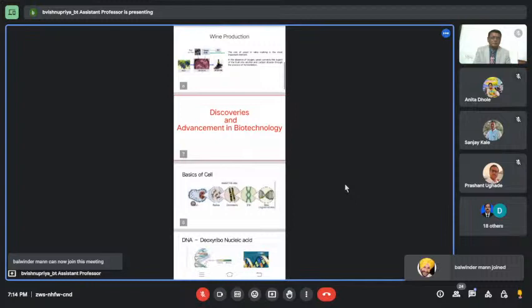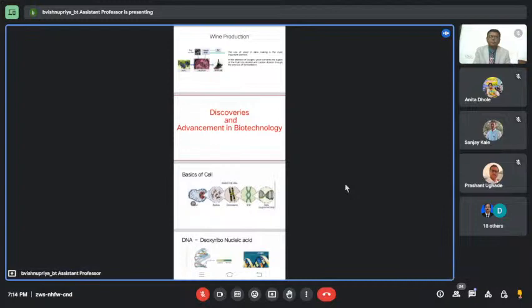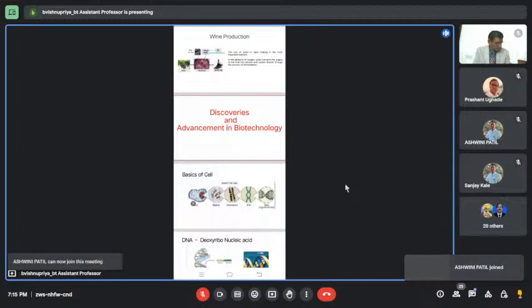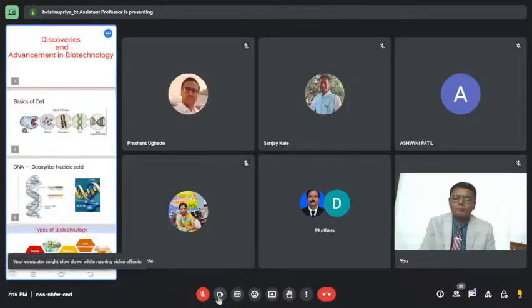Inside the cell, we have the nucleus. Inside the nucleus, we have the chromosomes. In humans, we have 46 chromosomes, which means 23 pairs of chromosomes. Here, 22 pairs are autosomes and one pair is allosomes.